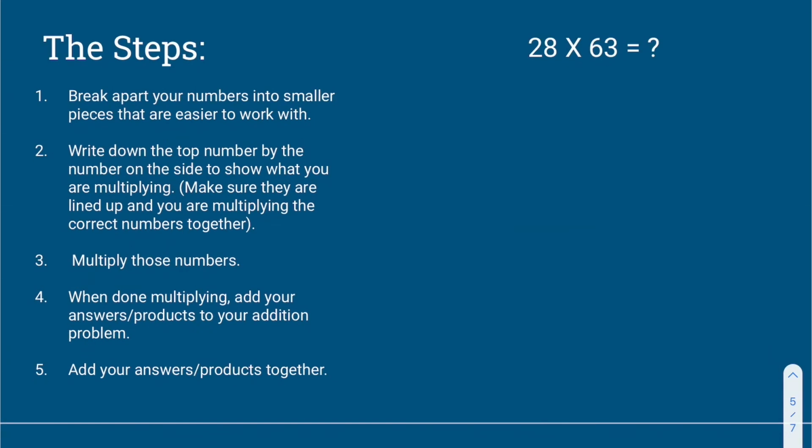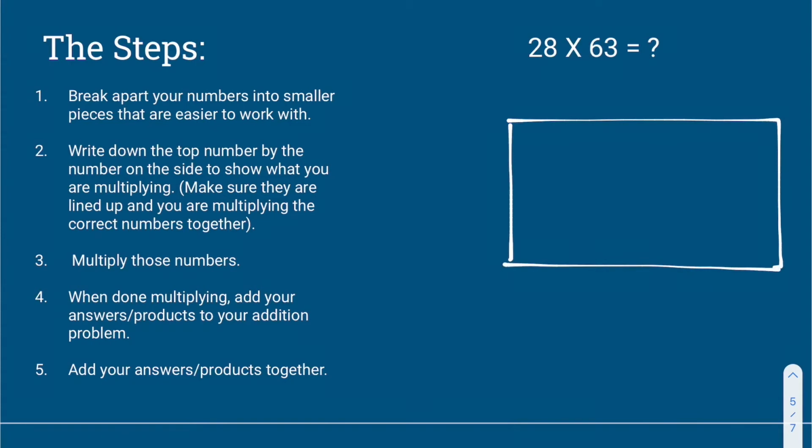Let's try another problem. Start by drawing your box. And writing your partial product problem on the side. Okay. Step 1, break apart your numbers into smaller pieces. This is where expanded form comes in. I'll give you a second to figure out if you can find the expanded form of 28.